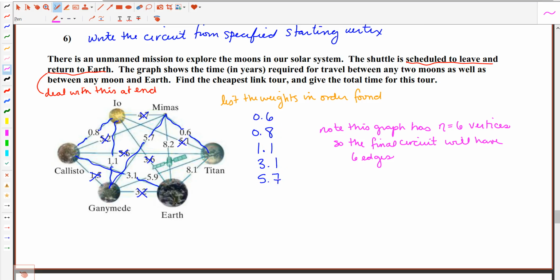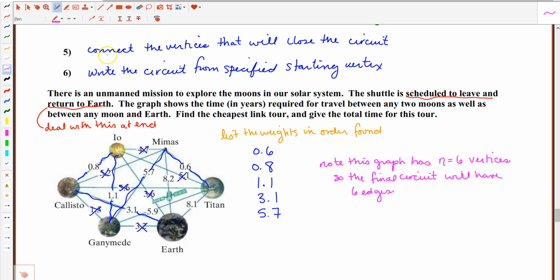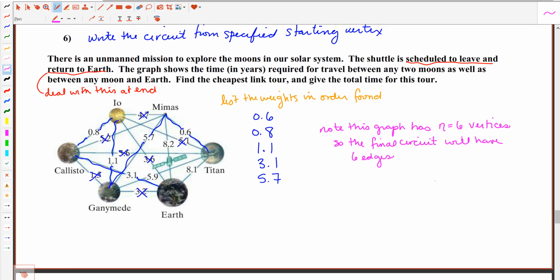I'm going to have to grab the edge to close this circuit. So that's kind of what's going on with this step 5. Connect the vertices that will close the circuit. So right here I've kind of hit this very special point. So let's see here. What edge would I have to grab to kind of close this whole thing up? So if I were to bounce around right here, I'd be like right here, over, down, up, here. It'd be this edge right here, with a weight of 8.1. Okay, so then that closes my circuit.